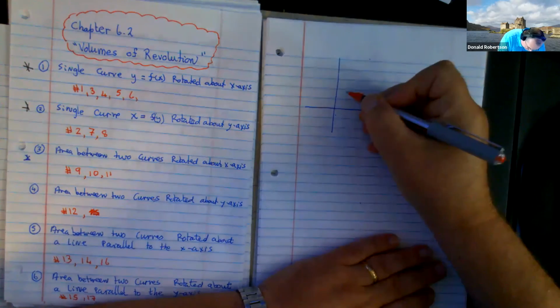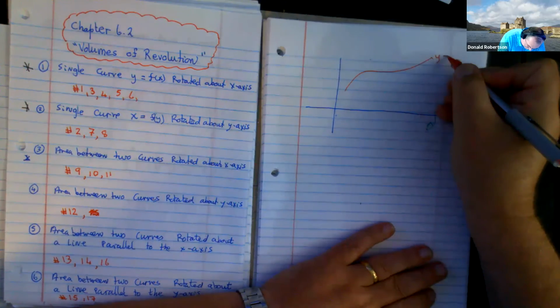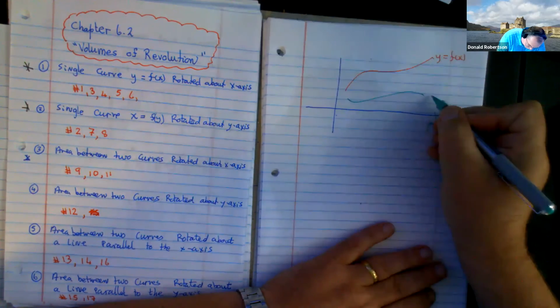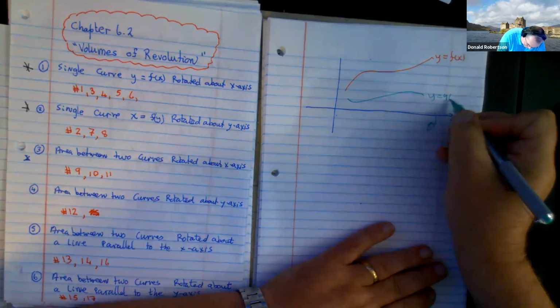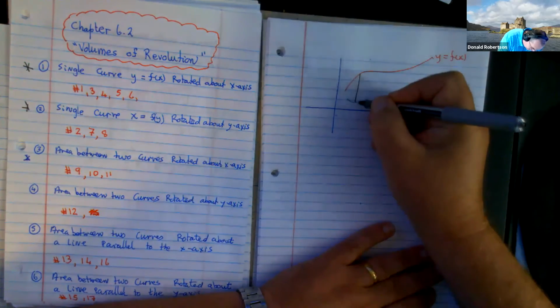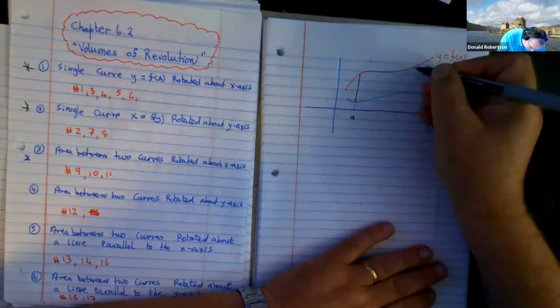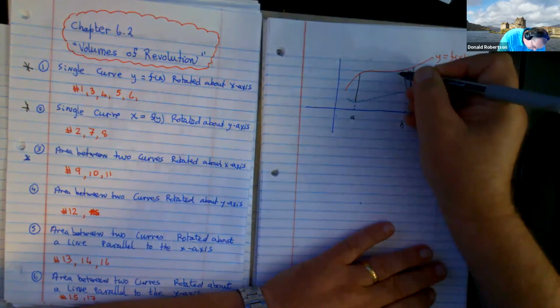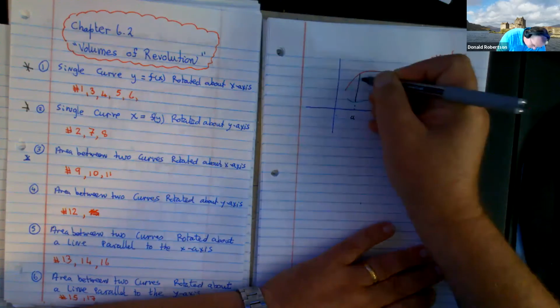And I'm going to have two curves. The first curve is the red one, and it's going to be called y equals f of x. The second one's going to be green, and it's going to be y equals g of x. It's going to start at x equals a, and finish at x equals b. So the region that's going to be rotated is that region.